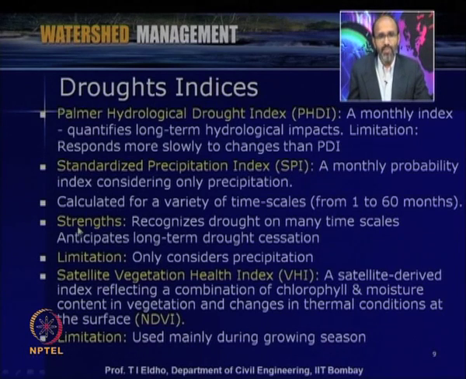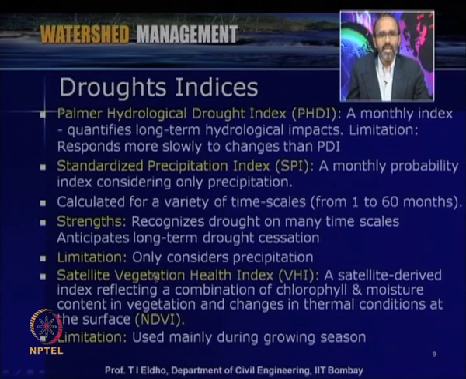And this SPI, or standardized precipitation index, is calculated for a variety of time scales, from 1 to 60 months, and the strengths include that it recognizes drought on many time scales and anticipates long-term drought cessation. This is mainly based upon the rainfall or precipitation conditions. So, the limitation is that it considers only the precipitation.